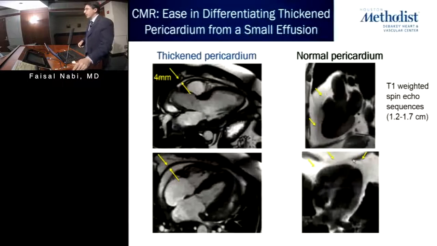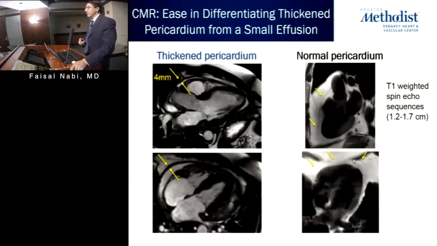Well, first of all, we have an amazing ability to see the pericardium. I hope you remember from the transthoracic images, it's very difficult to see the pericardium. With CMR, identifying the pericardium is very easy. We have a particular sequence called T1-weighted sequences where we're able to visualize the pericardium. Notice how thin the pericardium generally is, just a curvilinear line. But on these images, you can notice how markedly thick the pericardium appears.